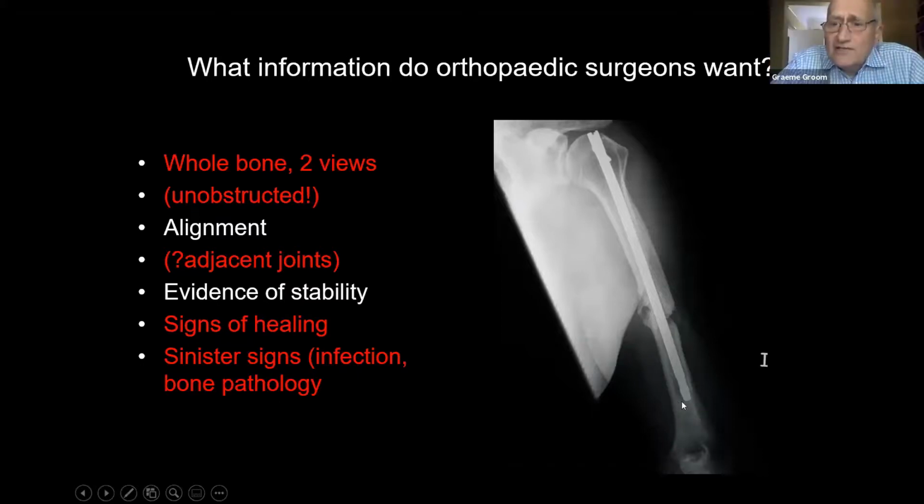Thank you. So this little lucency is on one side of the screen and not the other, and we would call that the windscreen wiper effect, because it suggests that there is movement of the distal fragment around the nail, which is causing an erosion within the bone. So alignment and evidence of stability.